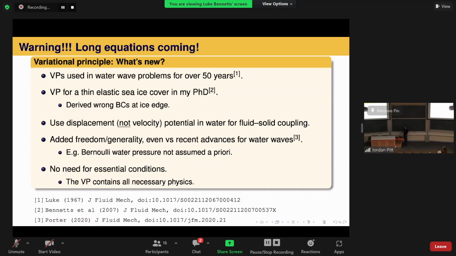But from my perspective, the most important thing that we've done here is that we've removed the need for essential conditions. You might not know what essential conditions are unless you've worked on variational principles before. They are interfacial conditions that you impose external to the variational principle itself. So the variational principle doesn't contain all of the physics usually. In this case, it does.